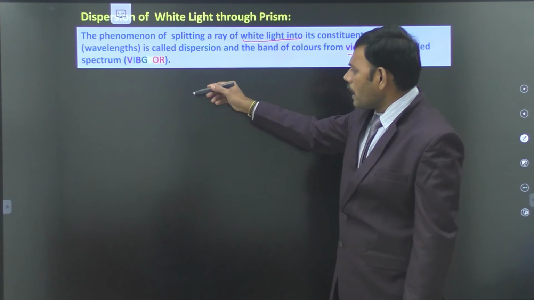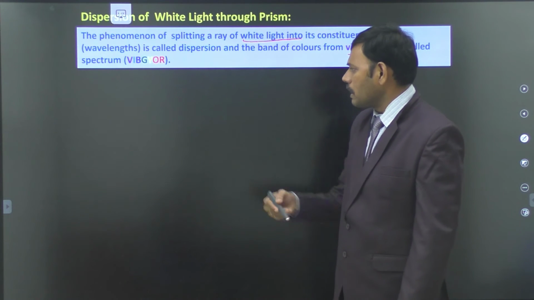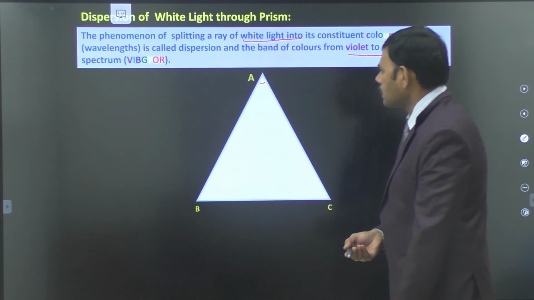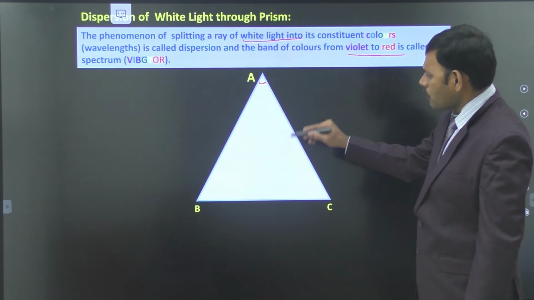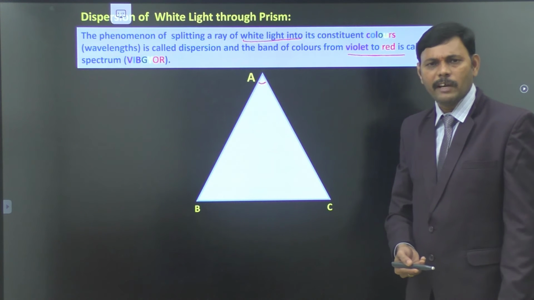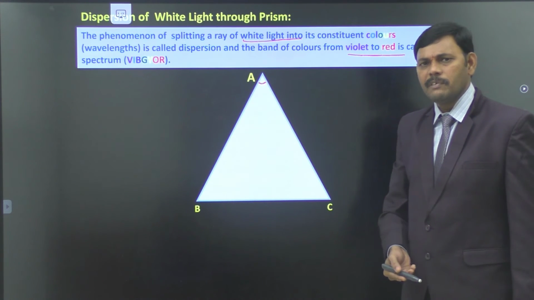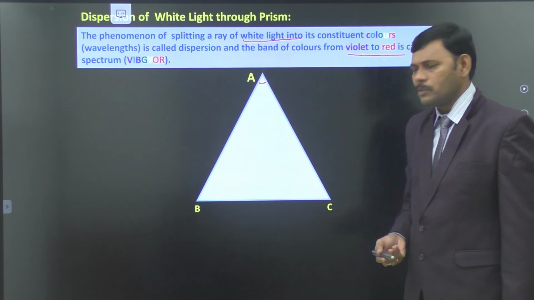So, we would like to know the reason behind the formation of dispersion. Let us consider the prism ABC. The prism, what we have been discussing in this session, already we derived the expression for refractive index, and also derived the deviation for a small angle prism as delta is equal to (mu minus 1) into A.